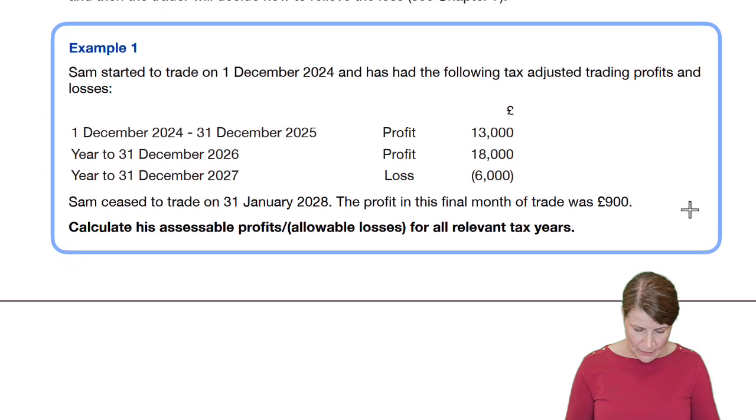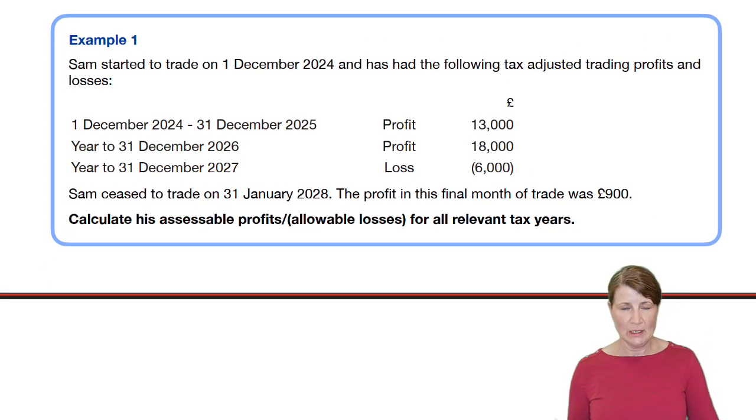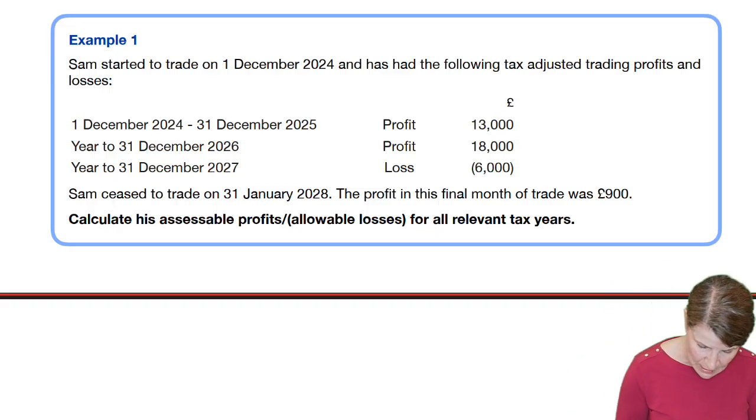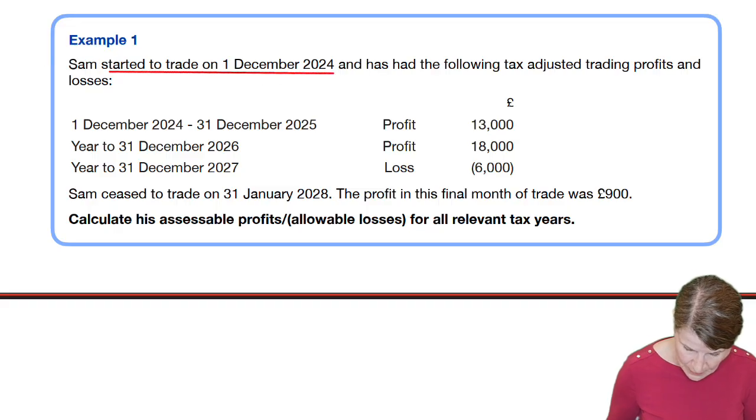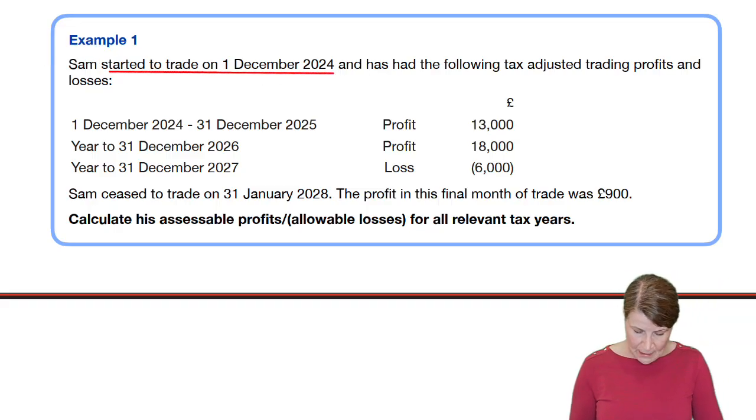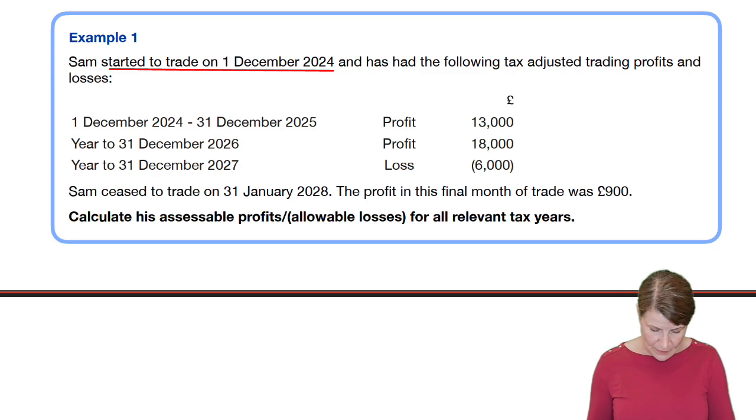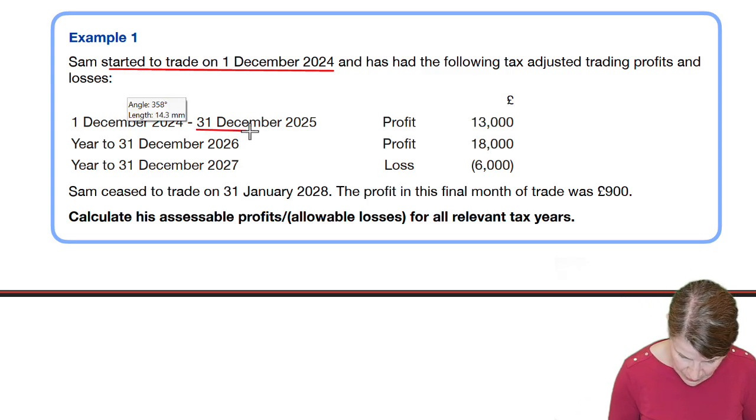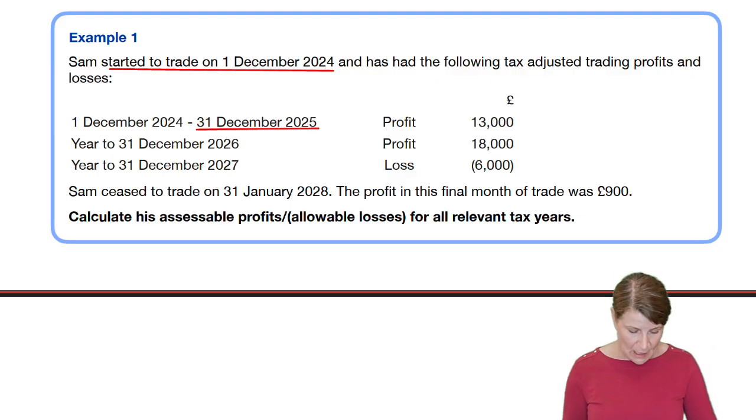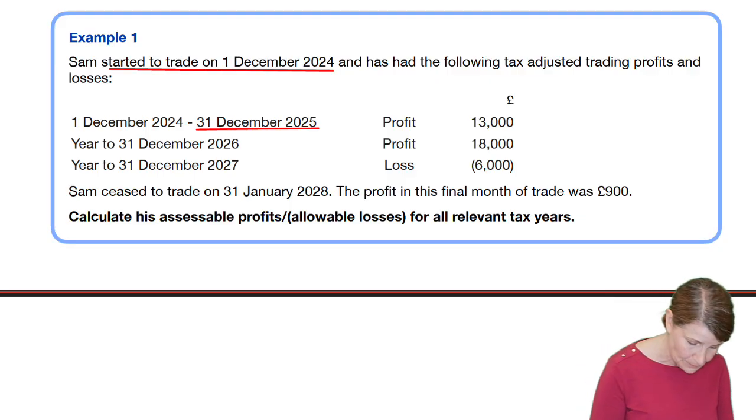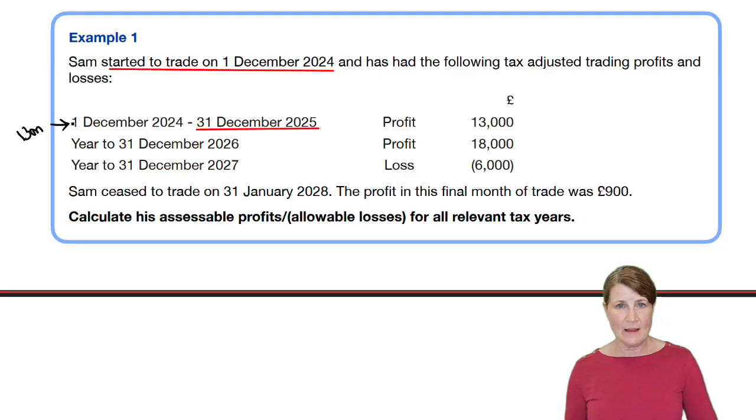Okay, now I'm not going to have a look at example 1 with you. I'm going to let you have a look at that one yourselves. So we've got Sam, who started to trade on the 1st of December 24, and he makes up accounts to the 31st of December, and his first accounts to the 31st of December 25. So that first period of account, very important, is actually 13 months long, isn't it? So be careful when you are apportioning your profits and losses, because that is a 13-month period.